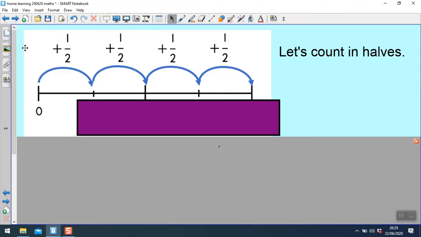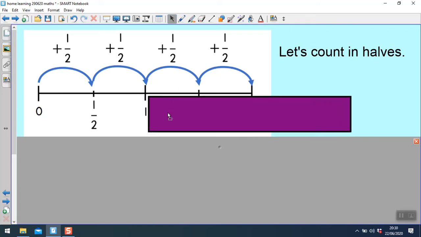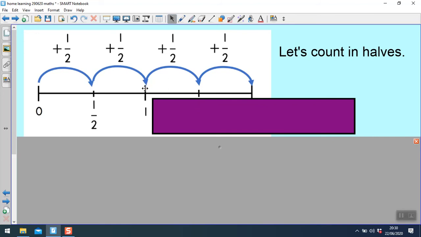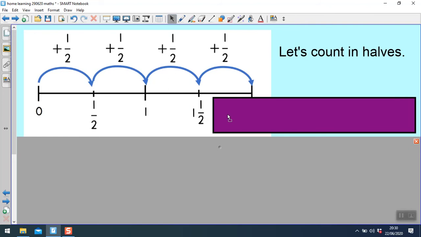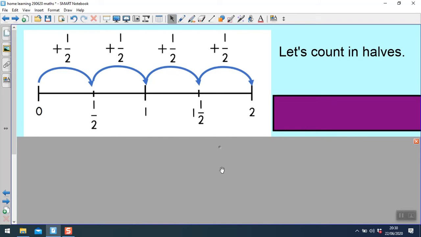Let's have a look at this one. We've got a number line and we've got to count in halves. So 0 plus a half, plus a half, plus a half, plus a half. What would we write at the bottom? So 0 add 1 half is 1 half. What's 1 half plus 1 half? So a half add a half equals a whole one. What's 1 plus a half? That's 1 1/2, and what's 1 1/2 plus a half? And that is 2.